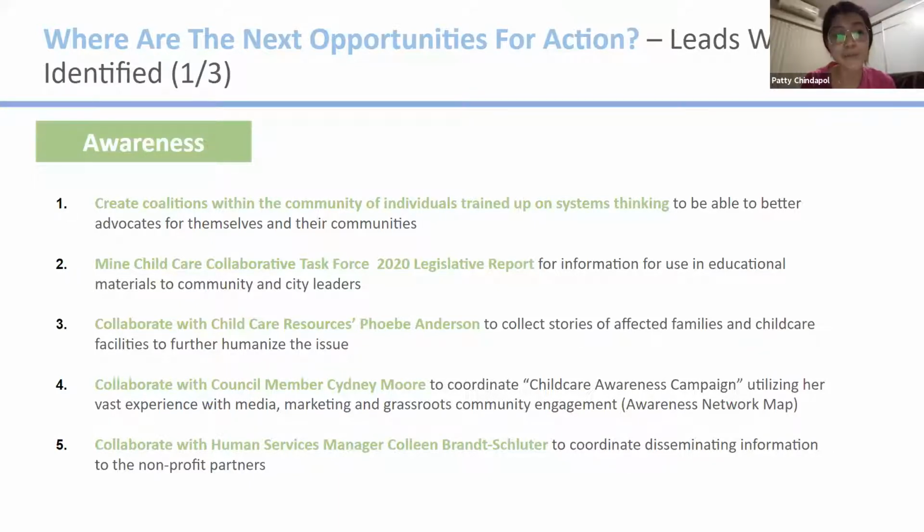The fourth and fifth points have to do with how do we get the story out there? The fourth point is collaborating with Council Member Sydney Moore to coordinate this childcare awareness campaign. Council Member Moore has a lot of experience in terms of media, marketing, and grassroots community mobilizing and engagement. The fifth point is with Colleen, who's the Human Services Manager of City of Burien, and that is more to work on disseminating information to a specific audience, the nonprofit partners.